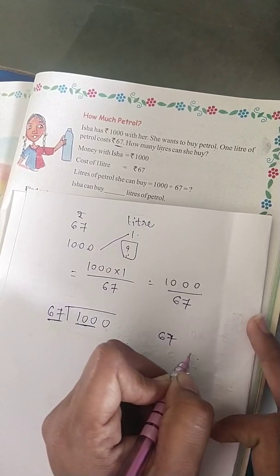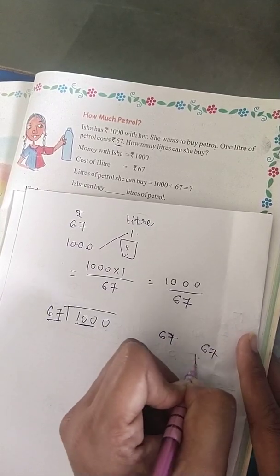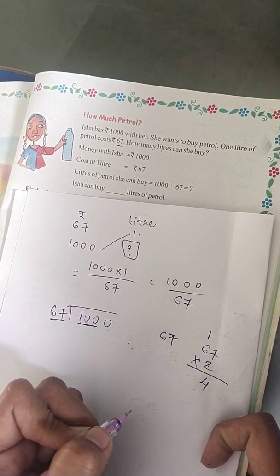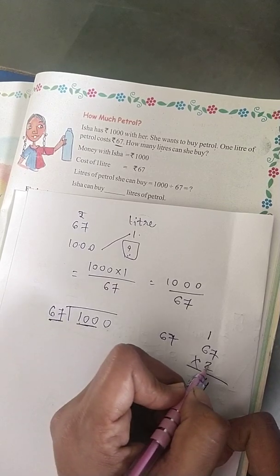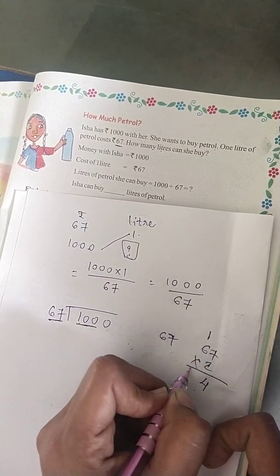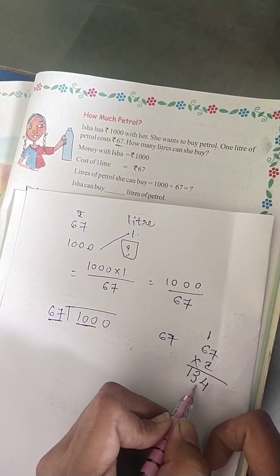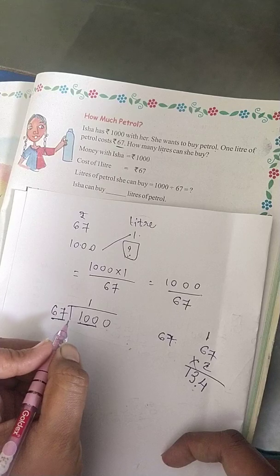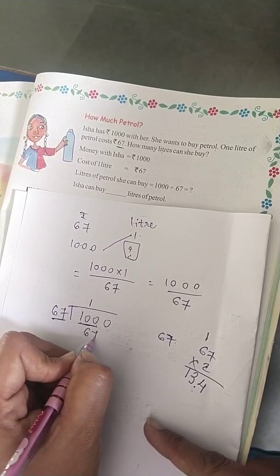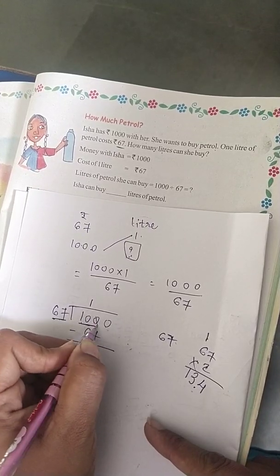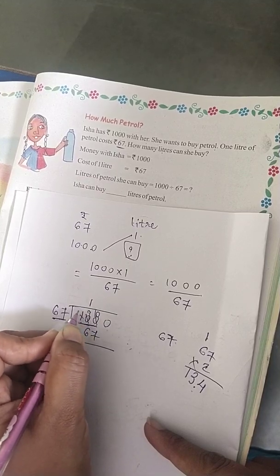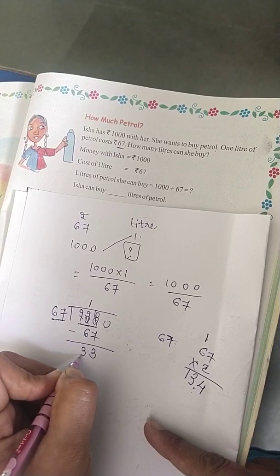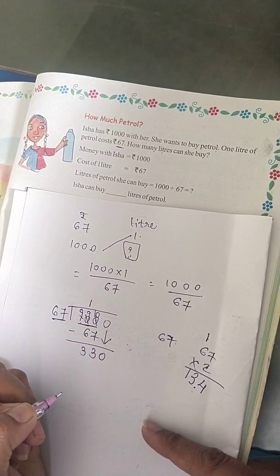67 ones are 67. 67 twos are, 2 sevens are 14, carrying 1, 6 twos are 12 and 1, 13. See, 2s is higher than 100. So we have to follow 67 ones are 67. Take over here 10, here 9 and here 0. 7 from the 10, 3; 6 from the 9, 3; carry down 0.